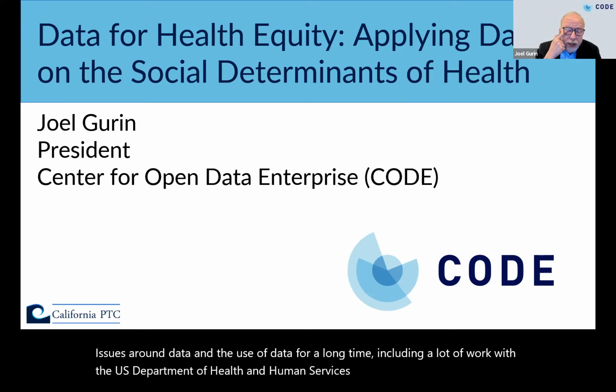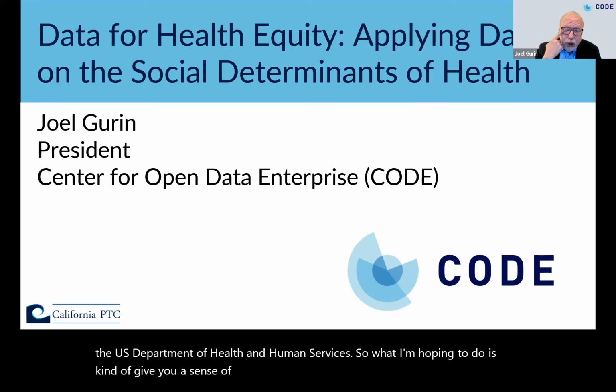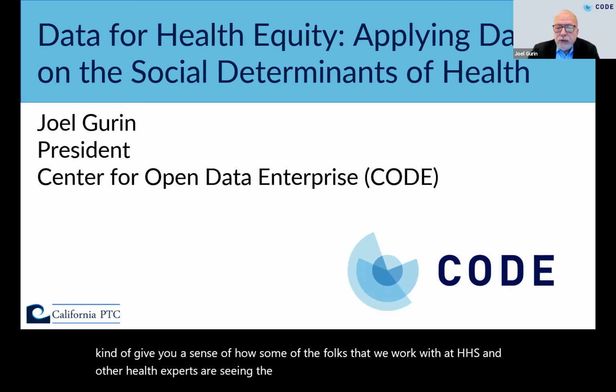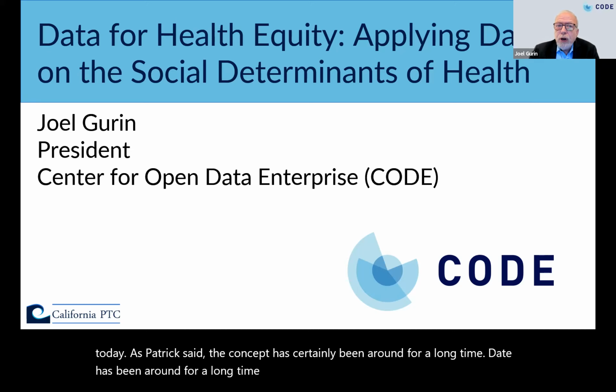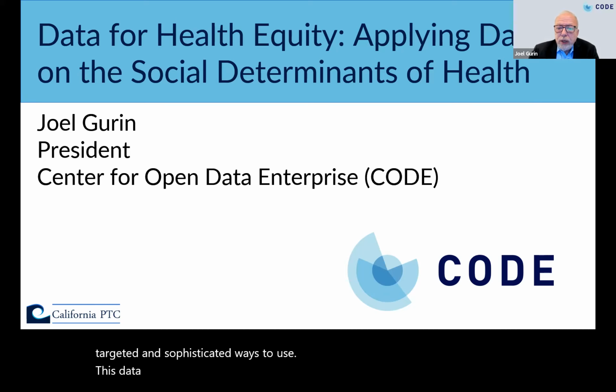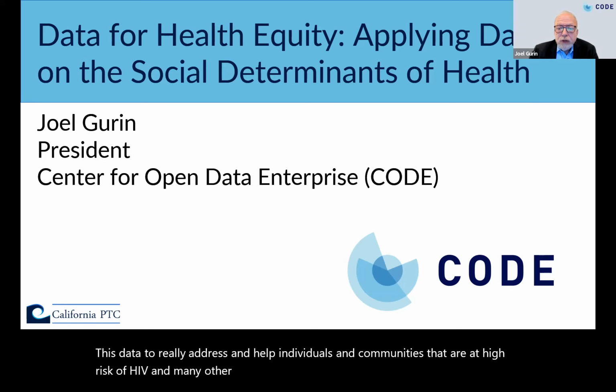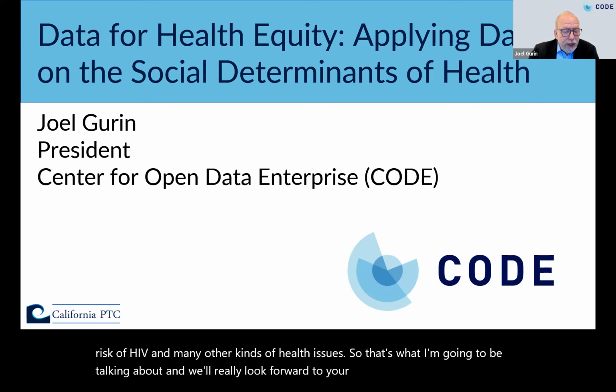So what I'm hoping to do is give you a sense of how some of the folks that we work with at HHS and other health experts are seeing the role of data about social determinants of health today. As Patrick said, the concept has certainly been around for a long time. Data has been around for a long time, but I think we're seeing more and more targeted and sophisticated ways to use this data to really address and help individuals and communities that are at high risk of HIV and many other kinds of health issues. So that's what I'm going to be talking about, and we'll look forward to your questions after I've gone through all of this.